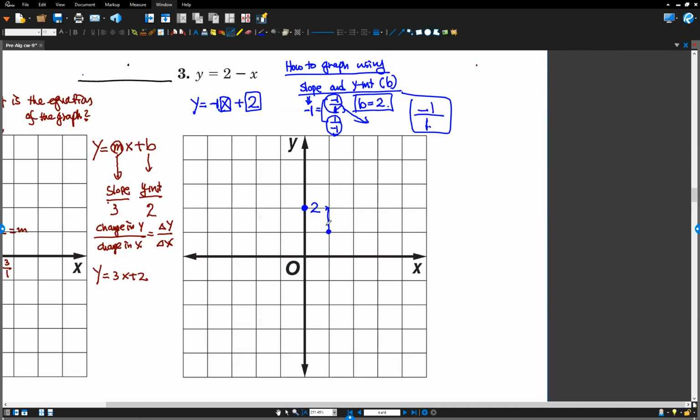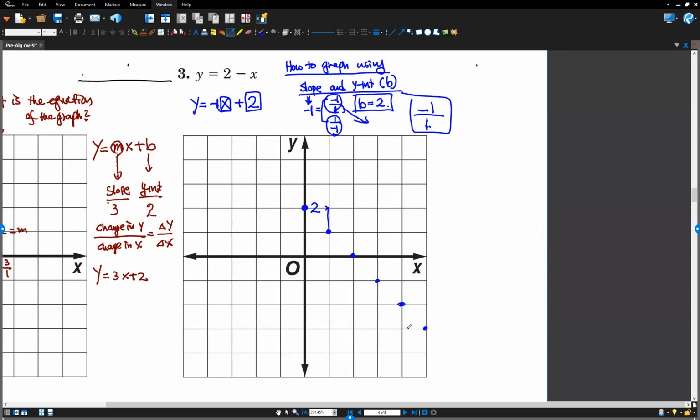For all the other points, follow the pattern. What is the next point on your right? 1 right, 1 down. The next point, 1 right, 1 down, 1 right, 1 down, 1 right, 1 down. All to the right is finished already.